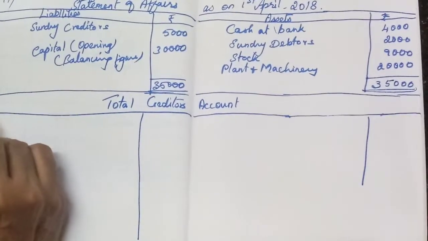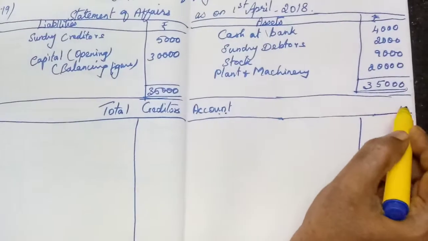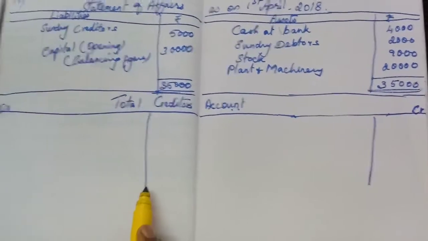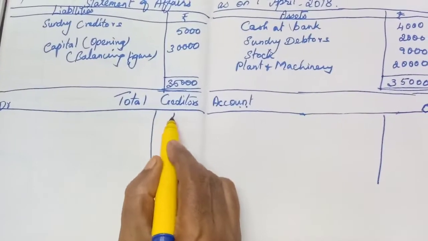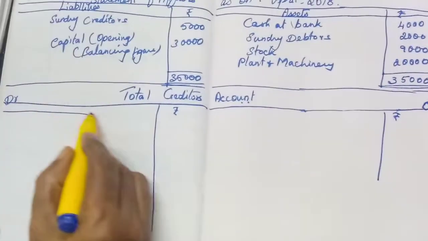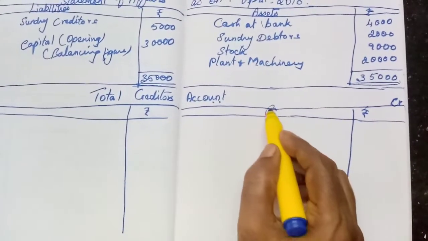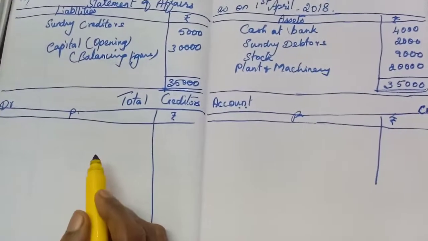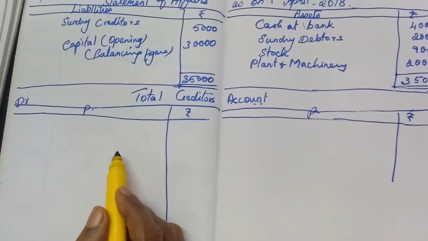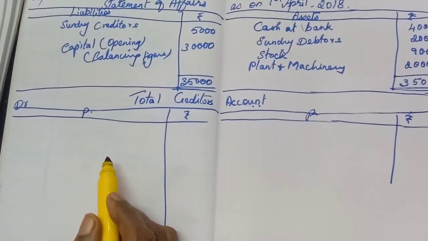So if you prepare the creditor account, you have to write debtor, creditor, Dr, Cr. Then rupees, particulars, rupees. Draw the line. Particulars you have to write. Okay, I am writing P alone, but you have to write the particulars fully. Now again come from the top.